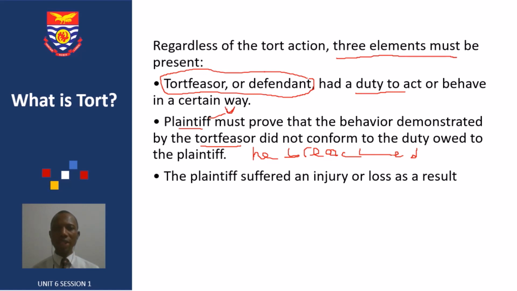Now he's going to prove that the tortfeasor or the defendant failed to comply with or discharge his or her duty of care, or duty to act in that particular manner, because the defendant failed to discharge its duty to the plaintiff, who is the victim. The plaintiff must prove that because of that he suffered some injury or loss. So when you are able to prove these elements, there's a high possibility that your action in tort will be successful.